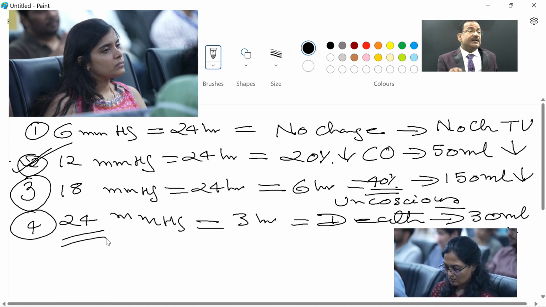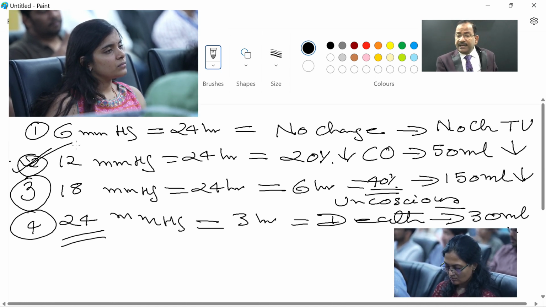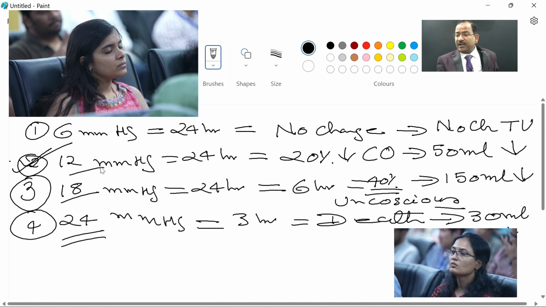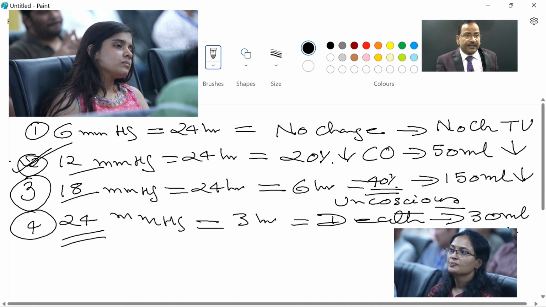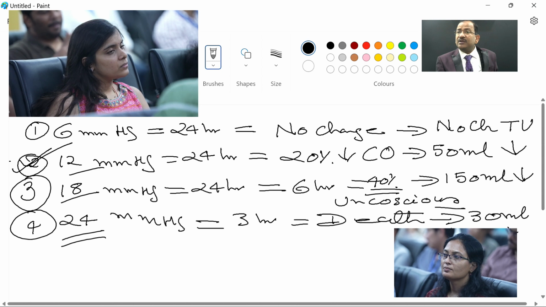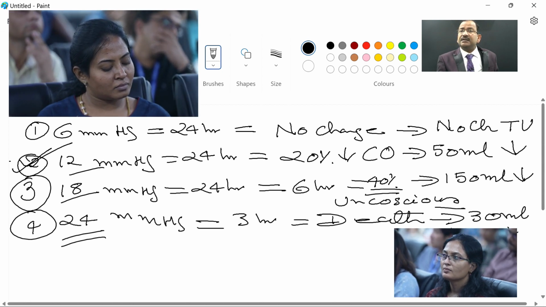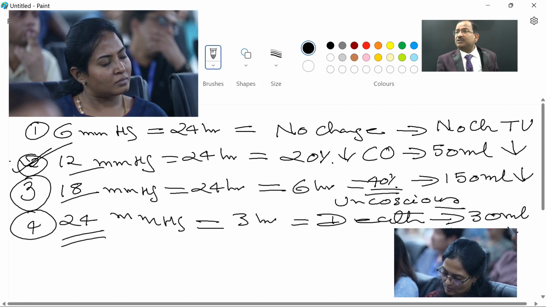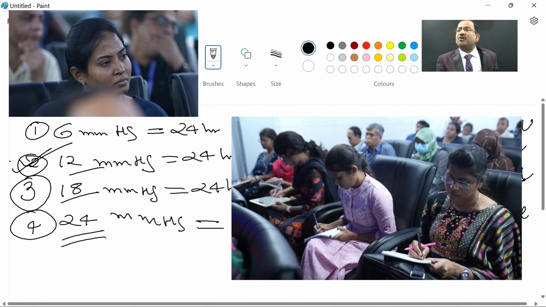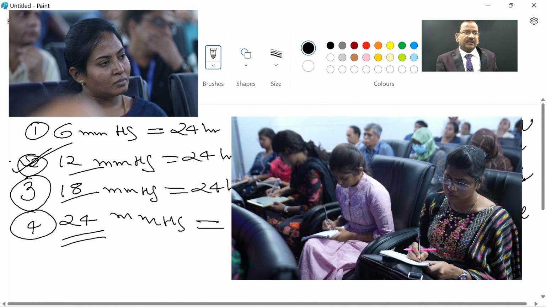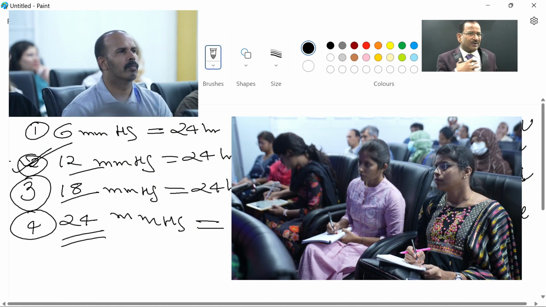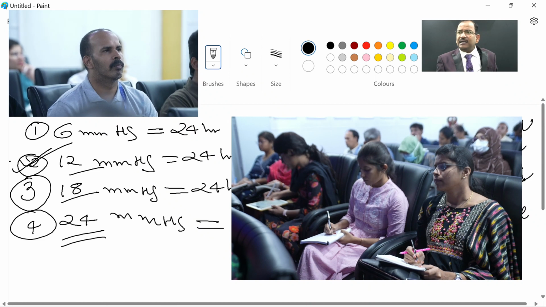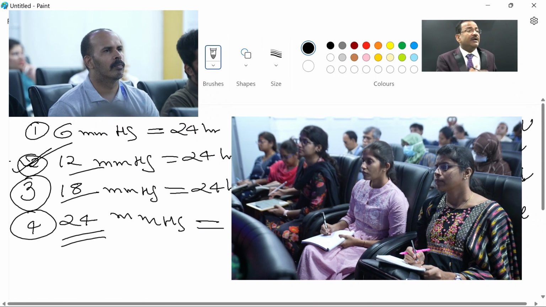And even at 18 or 12, where there is only a 50, 100 or 150 ml reduction in the tidal volume, if the patient has COPD, then that also can precipitate acute respiratory syndrome. Why? Because in COPD patients like tuberculosis, bronchiectasis, bronchial asthma, 50% of the lung is already diseased. Am I right? Tuberculosis is there, bronchiectasis is there, and they were anyhow compensating with the remaining respiratory reserve.